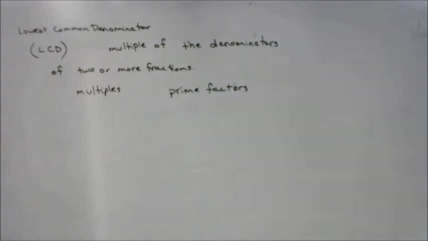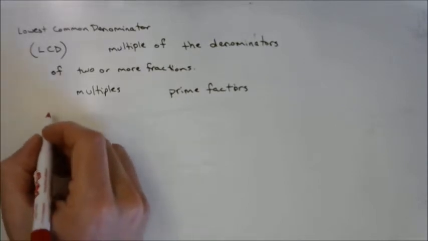Is this where that tree thing comes in? Yeah, you can use the tree. We're going to skip that process and just go right into writing the prime factors. But yes, you can always use the factor tree to find the prime factors. So we're going to find the lowest common denominator for 1/6 and 1/8. We're looking at the denominators, 6 and 8, and we're trying to find the lowest common multiple of them. Our first strategy is multiples, so we're going to list the multiples.